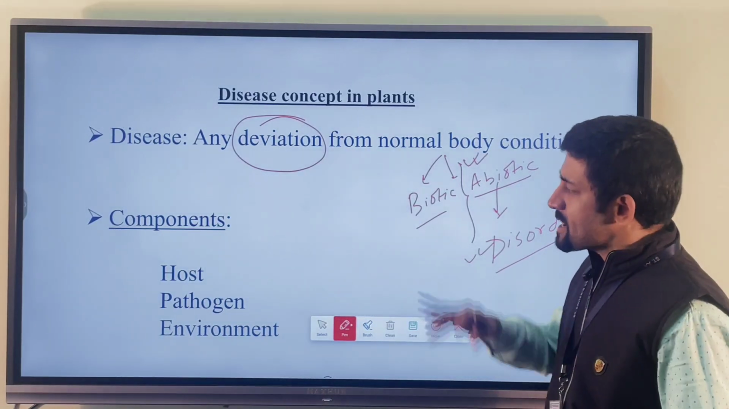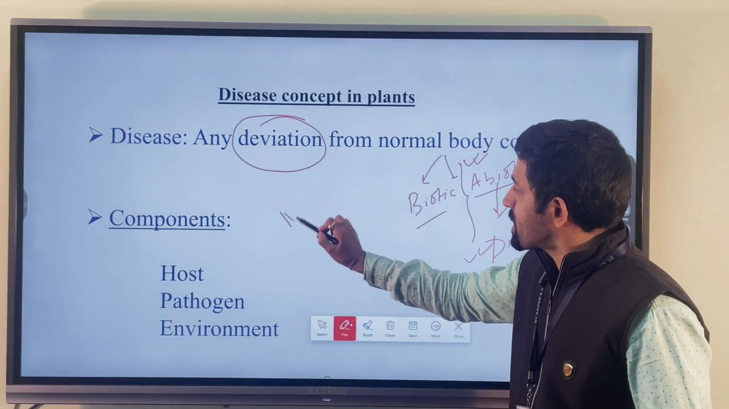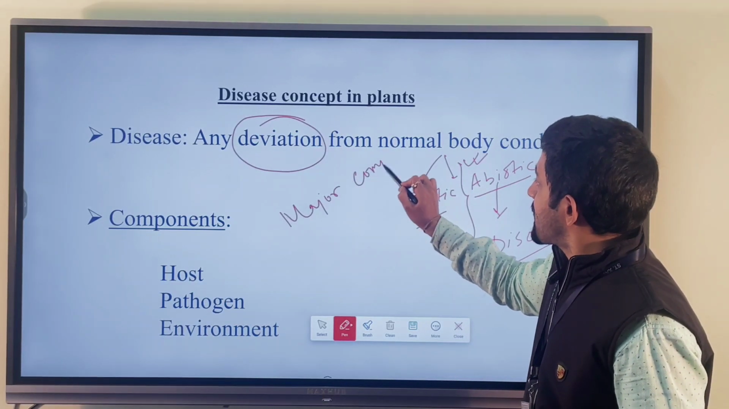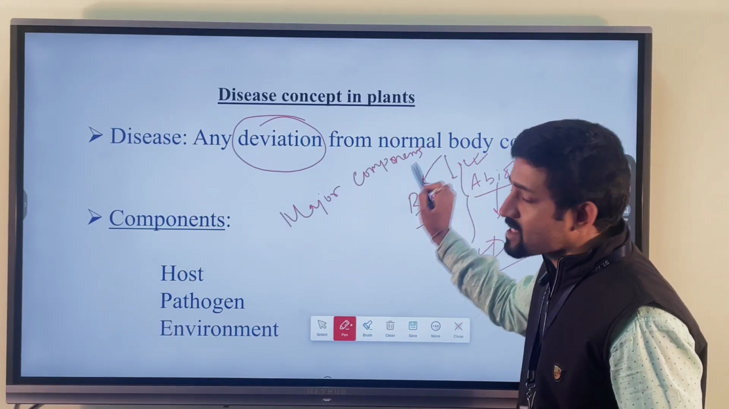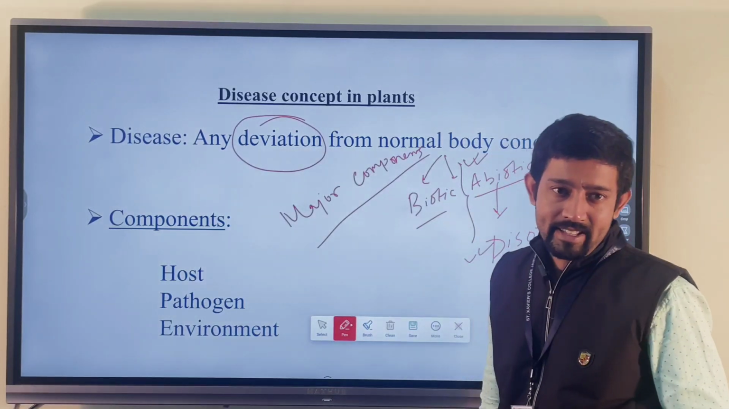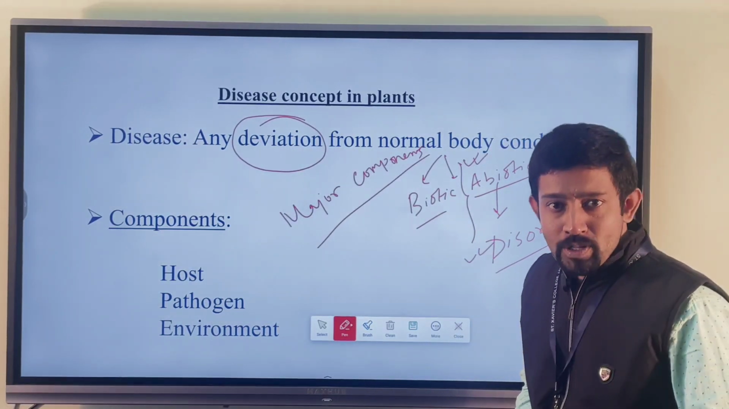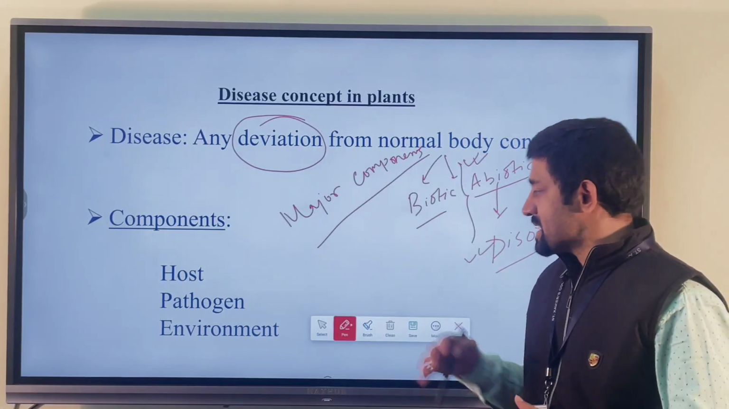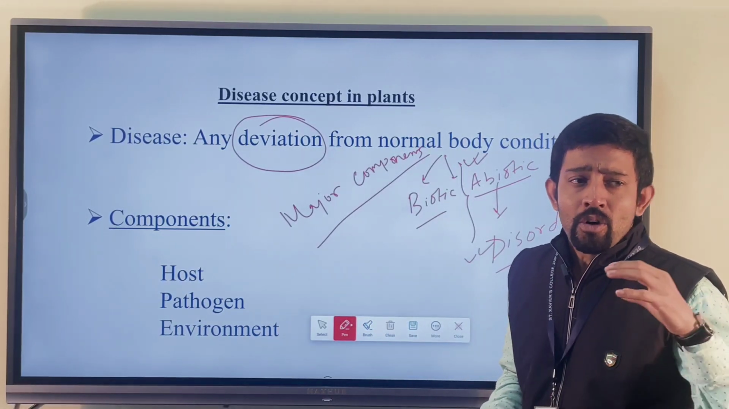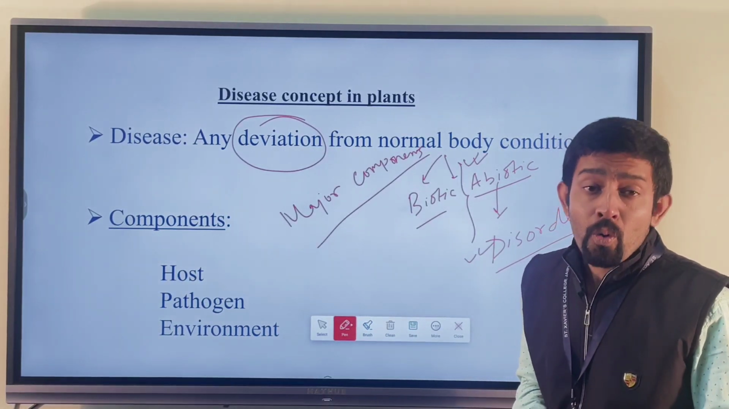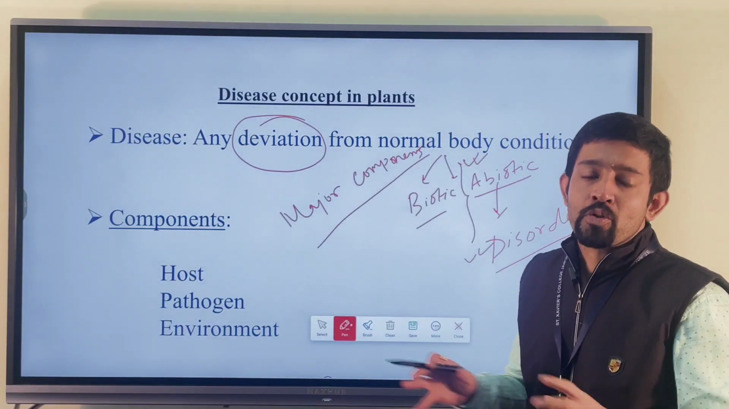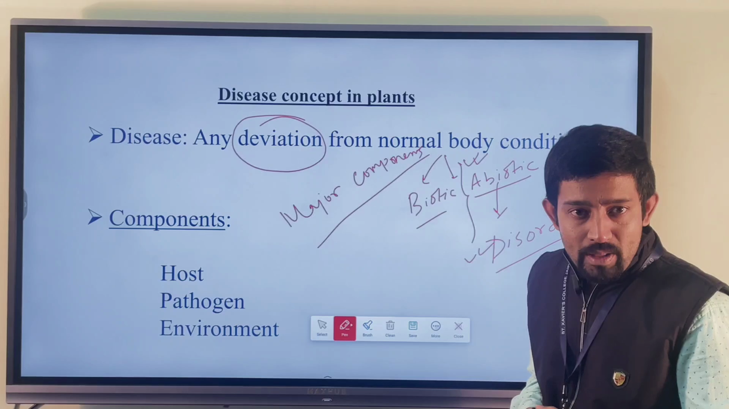Now, if we think about the major components of a disease, we can say that basically there are three major components of a disease. The first one is host, the second one is pathogen, and the third one is environment. So now my question is, what is host? Host is the plant or the organism on which a particular disease will be developed.